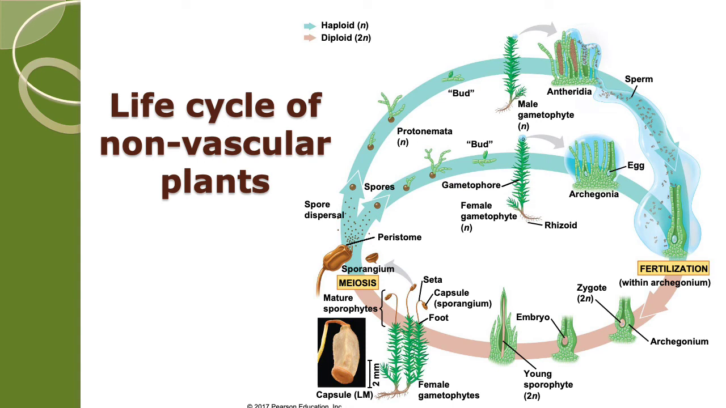Thus, in the case of non-vascular plants, we can see the alternation of generations where there is a dominant gametophyte, but we also have a sporophyte that is diploid. In the next slide, we're going to view an animation that describes the life cycle of the moss.